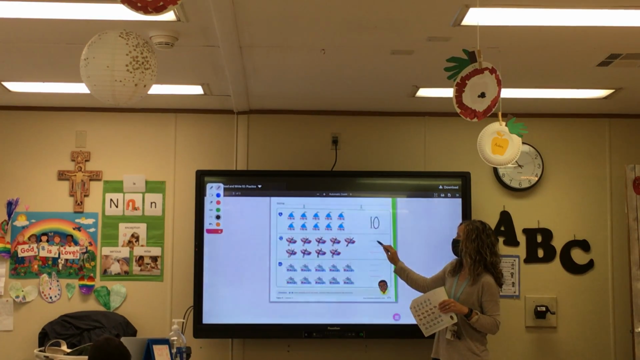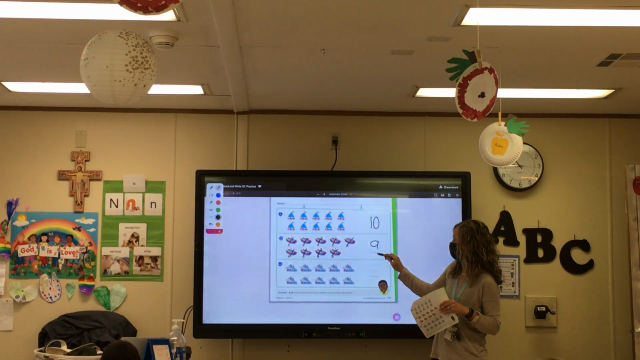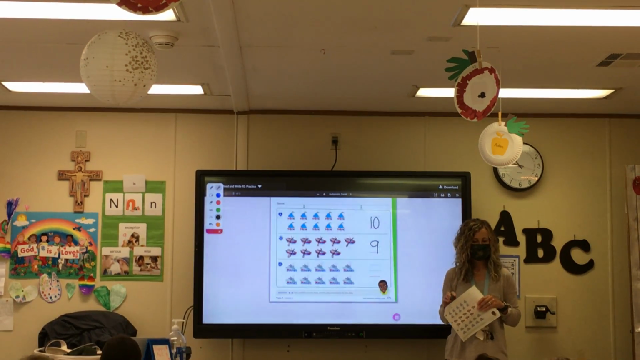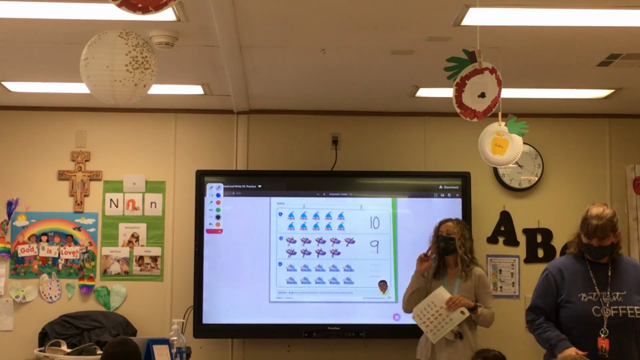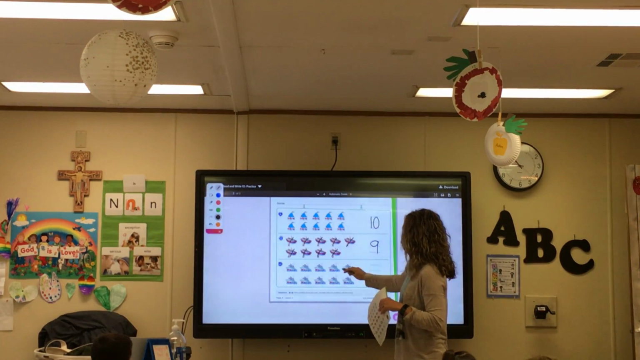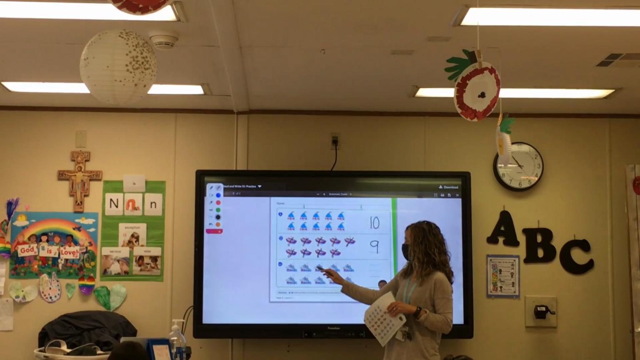Look, your circle goes to the left. Keep it above the midline. Close it up and then straight down. 9. 9 rowboats. All right, and then go ahead and count those big boats.